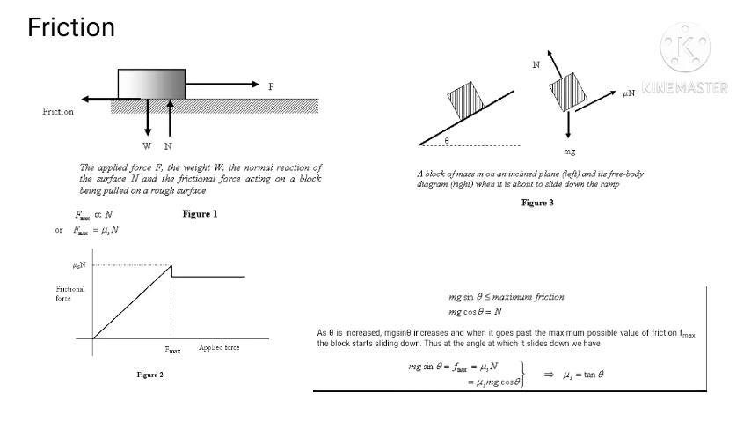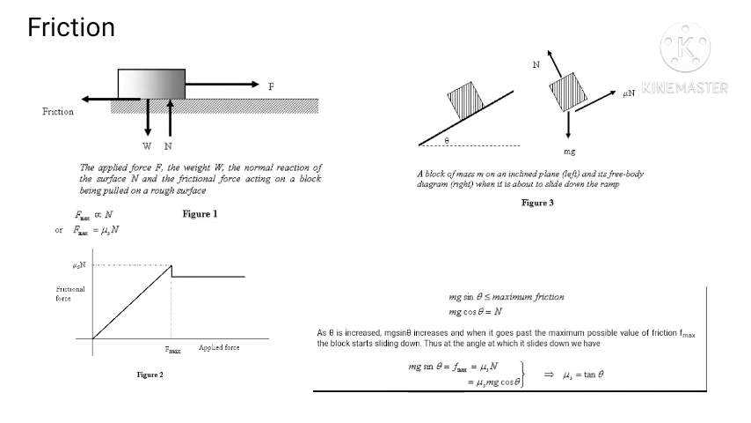F max is proportional to the normal reaction between the surface and the object. You can observe this when trying to push a table across the floor: the heavier the table, the larger the push required to move it. This is right. F max is directly proportional to the normal reaction, which gives F max equals mu s times N, where mu s is known as the coefficient of static friction.